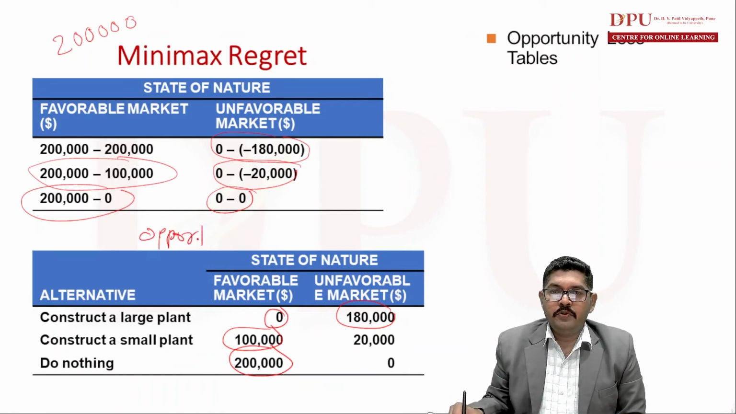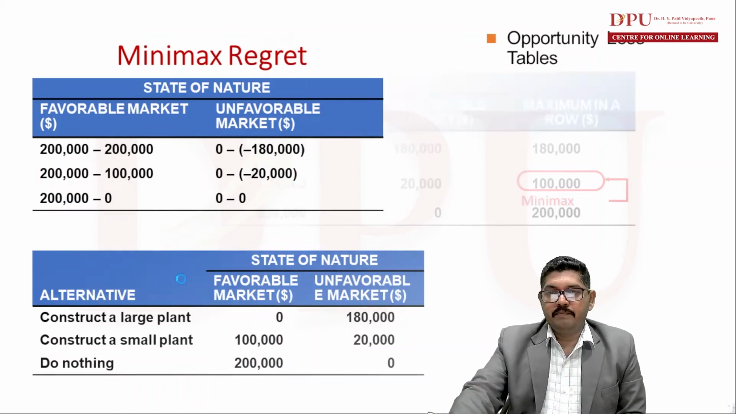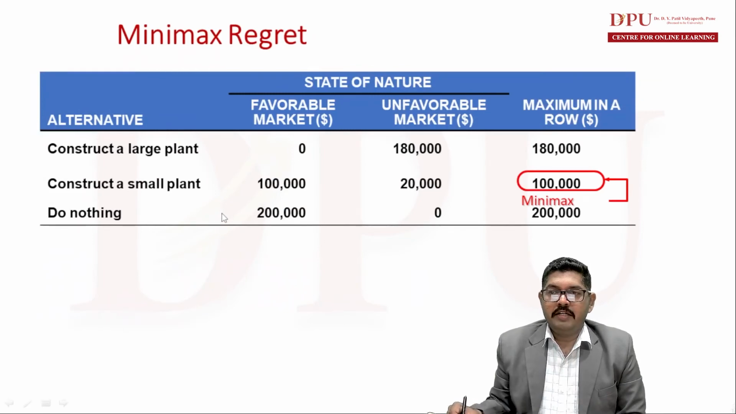From this opportunity loss table, we are going to calculate minimax regret. What we do here is choose the maximum value from each row. So for 0 and 180, 180 is the maximum value. For 1 lakh and 20,000, 1 lakh is the maximum value. For 2 lakhs and 0, 2 lakhs is the maximum value. Here we choose the minimum of these maximum values. These are the maximum values in the last column, and we choose the minimum of them. This is minimax. So 1 lakh is the minimax regret.